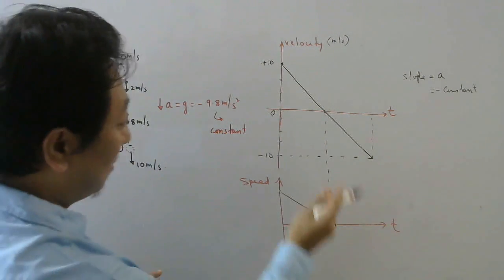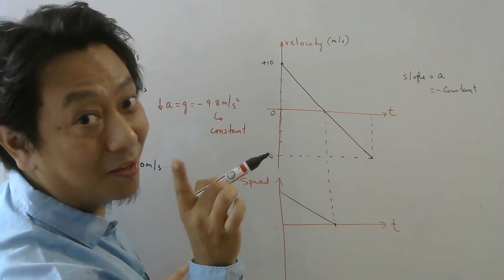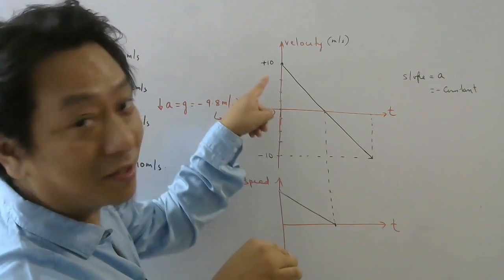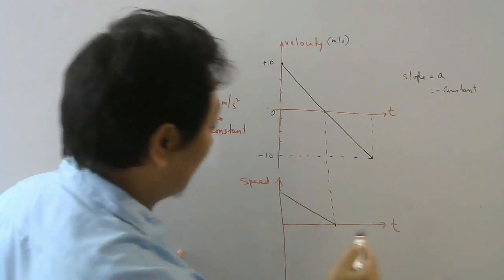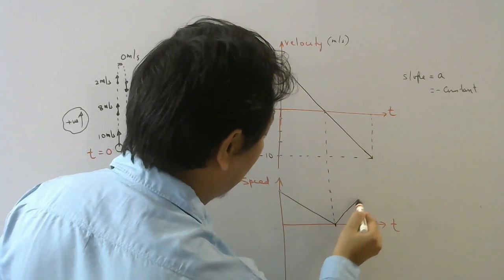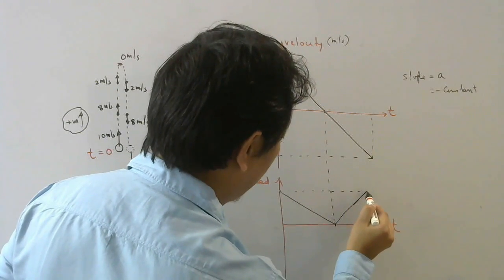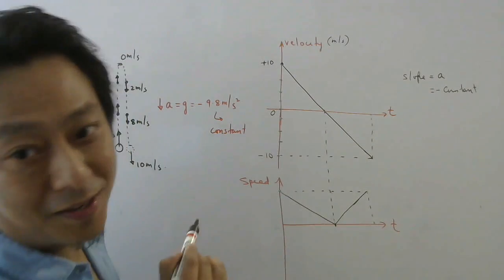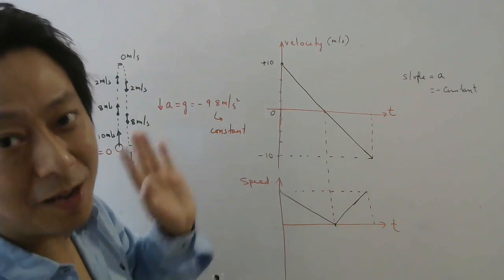What about thereafter? Here velocity is negative, but speed cannot be negative because speed is modulus of velocity. So when you take modulus of this number, again you will get plus. So the graph will be like this. So remember, the graph cannot be negative if you draw a speed time graph. So this is the velocity time graph. This is your speed time graph.